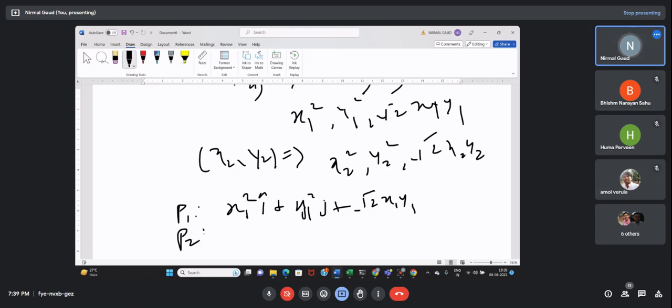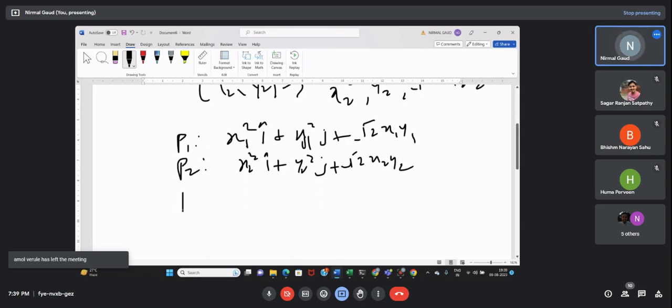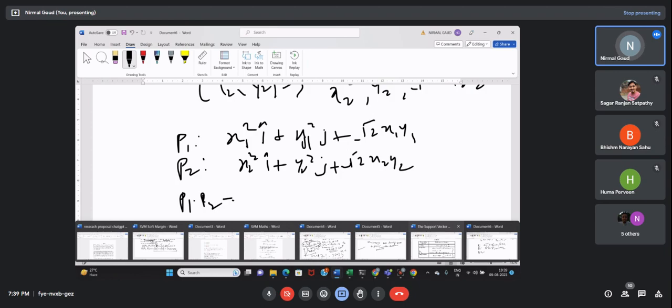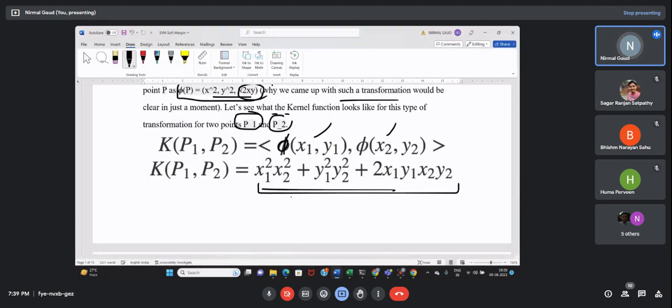Point p2 can be written as x2 square i cap plus y2 square j cap plus root of 2 x2 y2. And then if I take the dot product of p1 and p2, obviously the equation which has been shown to you here, I guess yes, this is the equation you will get.